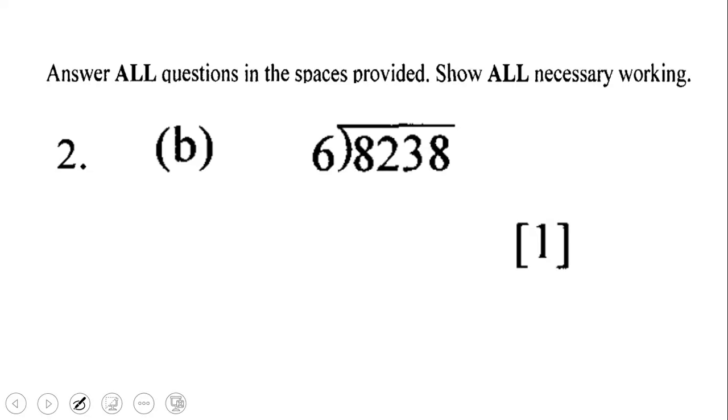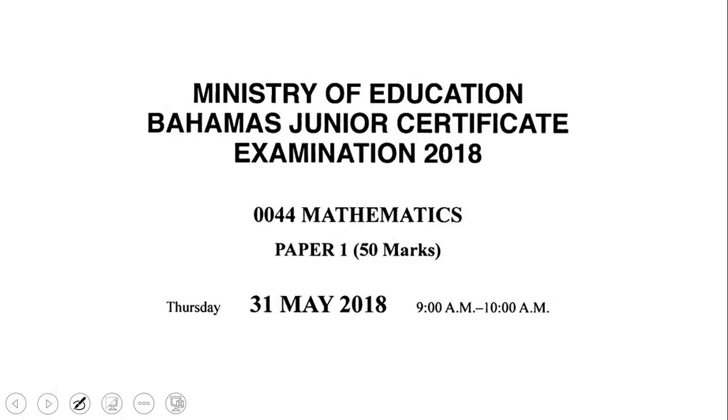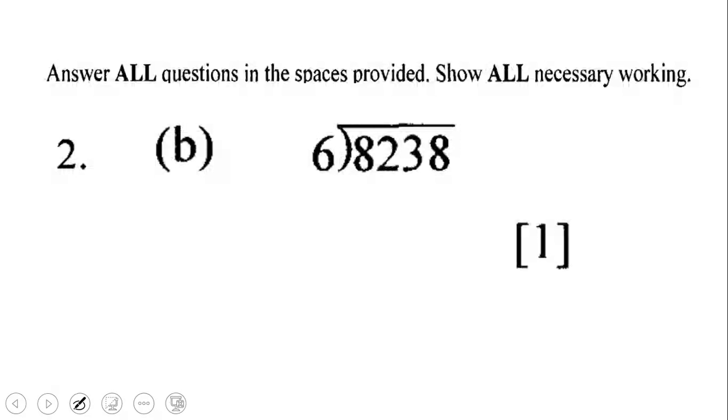Now, students, before us, as you can see on the screen, is a math question. I got this math question from the 2018 Paper 1 Mathematics BJC examination. Currently, this question is unsolved, but I assure you that by the end of this video, this question will be completed.